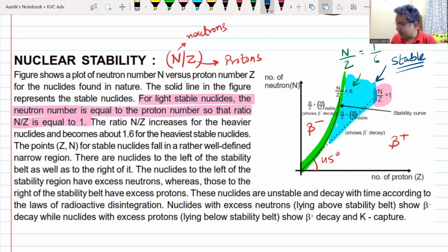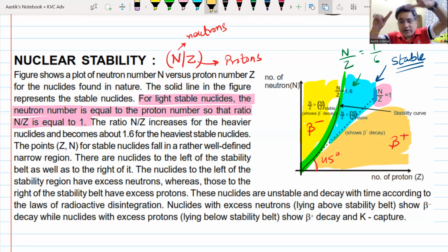If a nucleus lies in the yellow zone, it is unstable. It will emit a beta negative particle and become stable. If it is on the right hand side of this stability zone, it will emit a beta plus particle and come into the stable zone. So no matter what happens, they will try to get to that stable zone. You don't have to write anything else. You just have to draw this diagram.